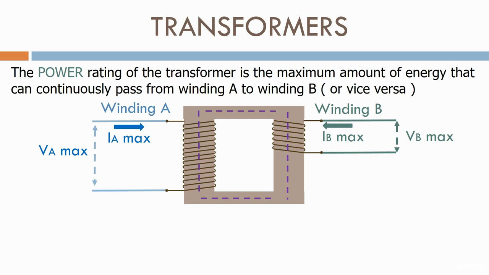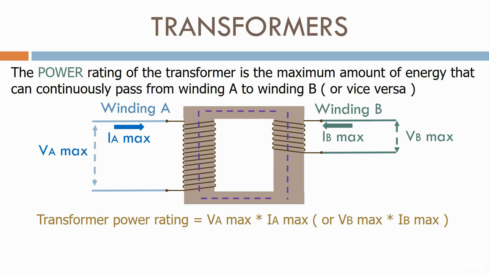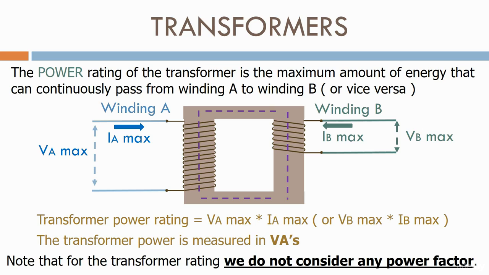On winding B, we have VB max, which is the maximum rated voltage for winding B, and IB max, which is the maximum rated current for winding B. The transformer power rating equals the maximum rated voltage on winding A multiplied by the maximum rated current on winding A, or the maximum rated voltage on winding B multiplied by the maximum rated current on winding B. The transformer power rating is measured in VAs.